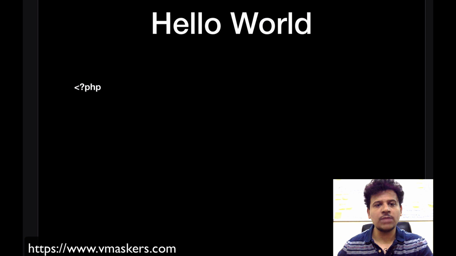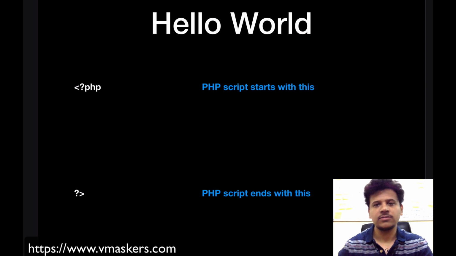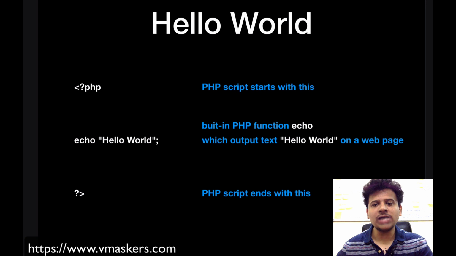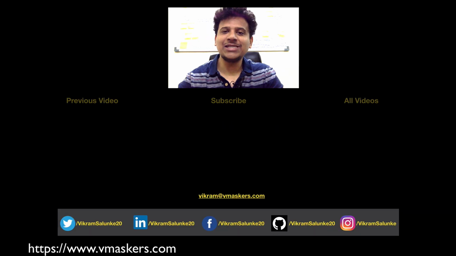Now let's look at our hello world program. Less than sign, question mark, php. So our PHP script starts with this, and our PHP script ends with question mark greater than sign. We use echo, double quotes, hello world, double quotes and semicolon. So echo is a built-in PHP function which outputs the text hello world on a web page, and PHP statements end with a semicolon. So that's it for this video.